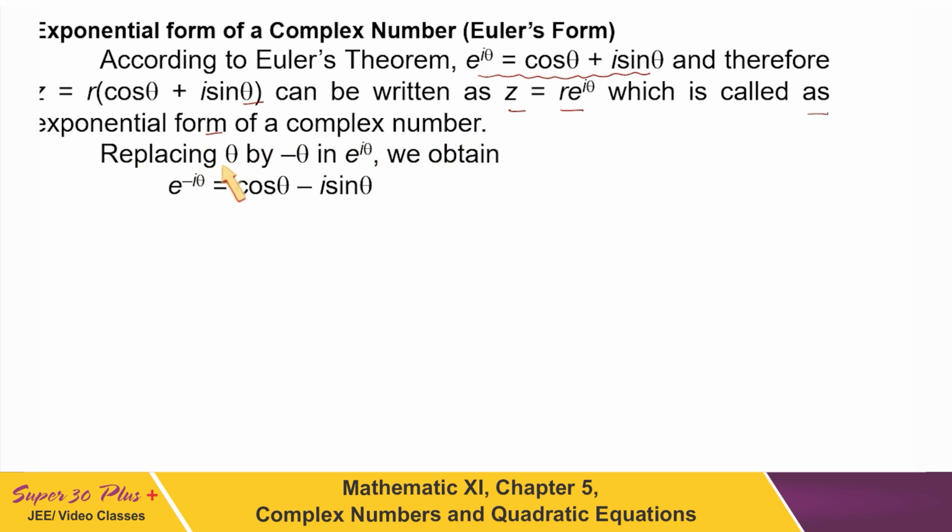Replacing theta by minus theta in e to power iota theta, we obtain e to power minus iota theta is equal to cos theta minus iota sin theta, and this is the representation of z bar. If this is z, then z bar is represented by e to power minus iota theta, and this form is called the exponential form or Euler's form of a complex number.